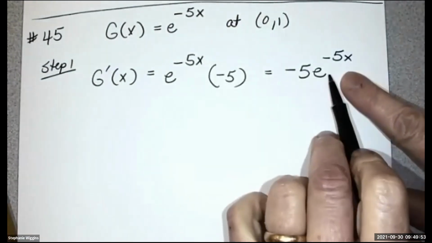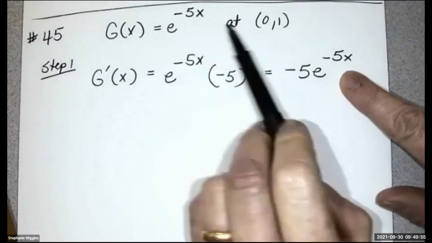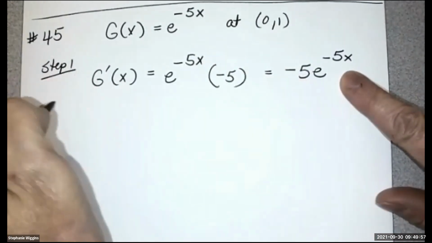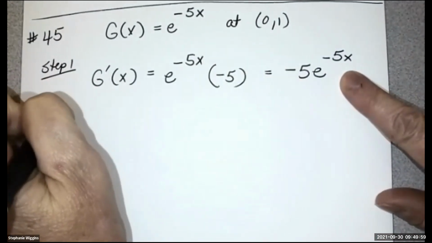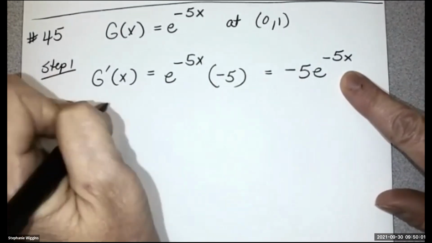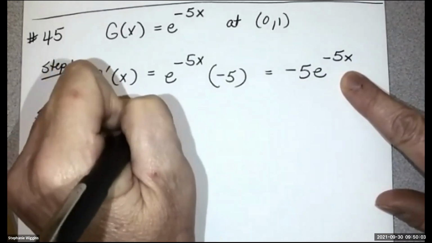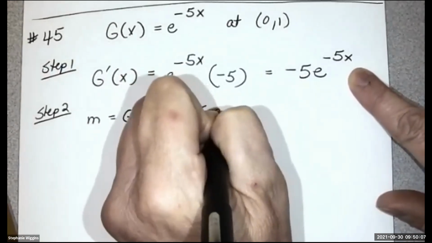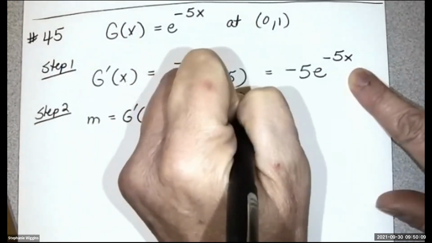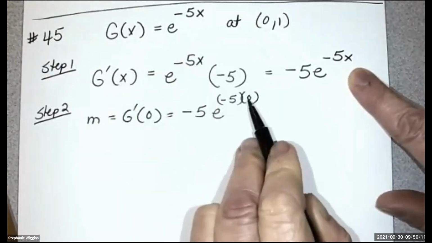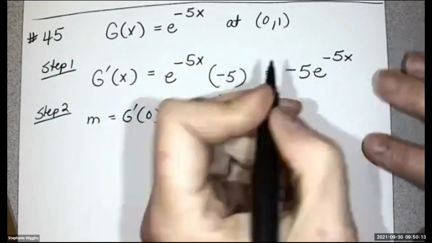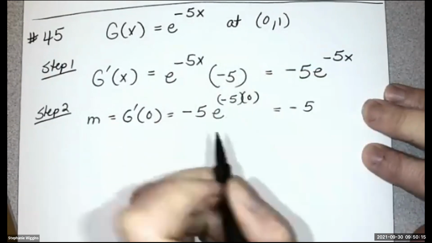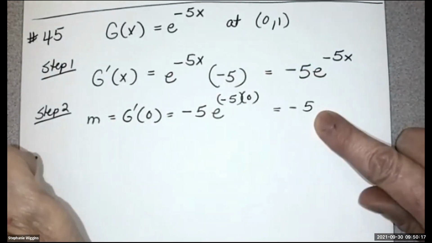And so it's going to be -5e to the -5x. This is the derivative. You want to evaluate that at the point (0, 1). So that's step 2, and that's your m, the slope. So when you plug in 0, you're going to get -5 times e to the -5 times 0. Well, this is 0. e to the 0 is 1. So this is going to be -5. So this is your slope.